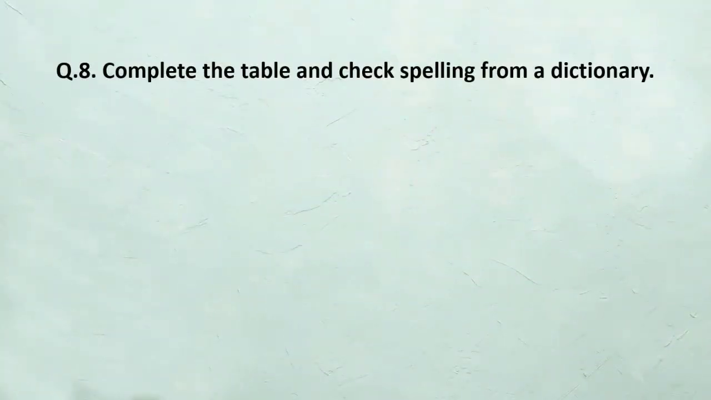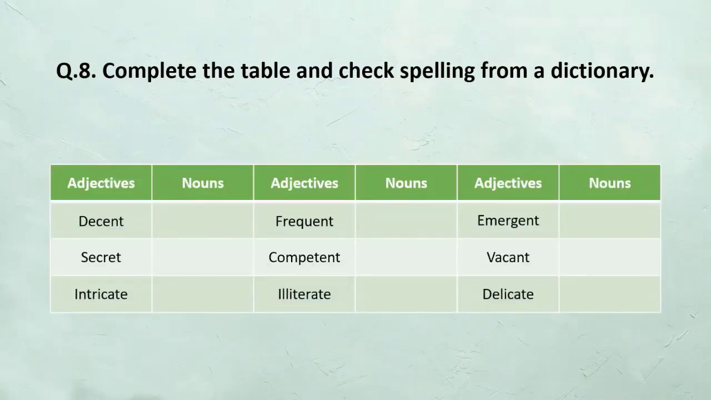Now another exercise for you. You have to complete the table, but don't forget the use of dictionary, it is important. You can see some adjectives in front of you: decent, secret, intricate, frequent, competent, illiterate, emergent, vacant, and delicate. Now you have to make nouns of these adjectives by replacing T with CY.